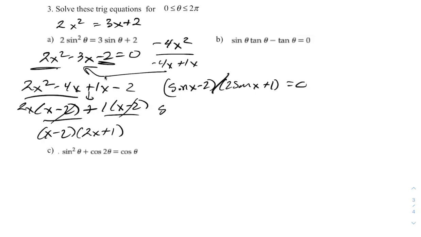Split. Sine of x equals 2, and then sine of x equals negative 1/2. Sine of x equals 2 is too big. Remember, sine is going to be between negative 1 and 1. So this is no solution. Sine of x equals negative 1/2.